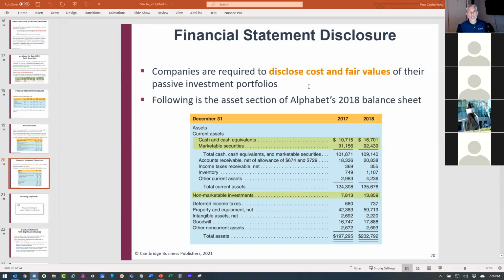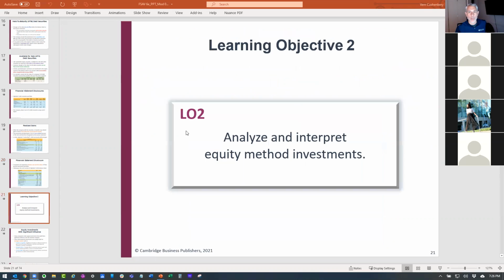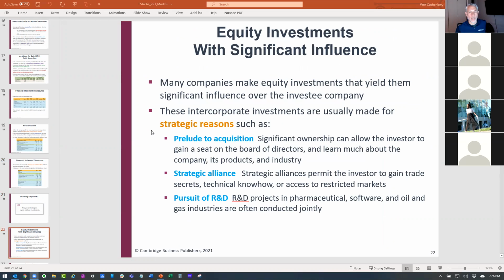Here's another disclosure statement, rather this is the balance sheet. So take a look at that. That's pretty self-explanatory. And then we'll move on to the equity method of investments. So we just covered fair value primarily for equities and fixed income. Equities were a little easier. Fixed income had the distinction of accumulated other comprehensive income or net income.